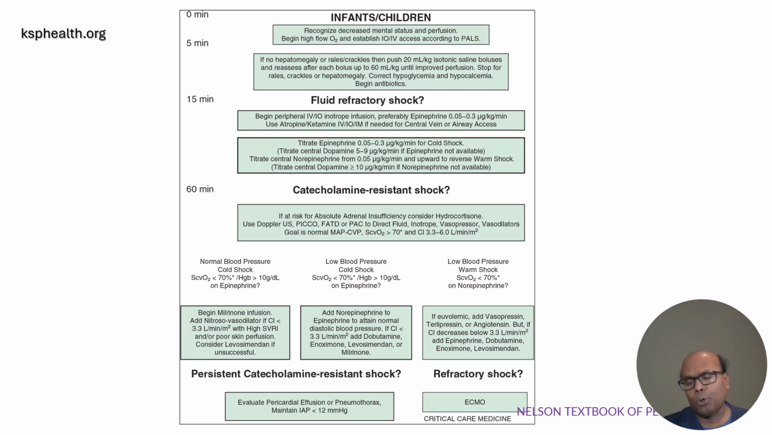If the patient has cold shock, start with epinephrine. If the patient has warm shock, start with norepinephrine. In the absence of epinephrine or norepinephrine, if it is not available, one can use dopamine. If the patient's blood pressure didn't improve with all those vasopressors, we consider it catecholamine resistant shock.